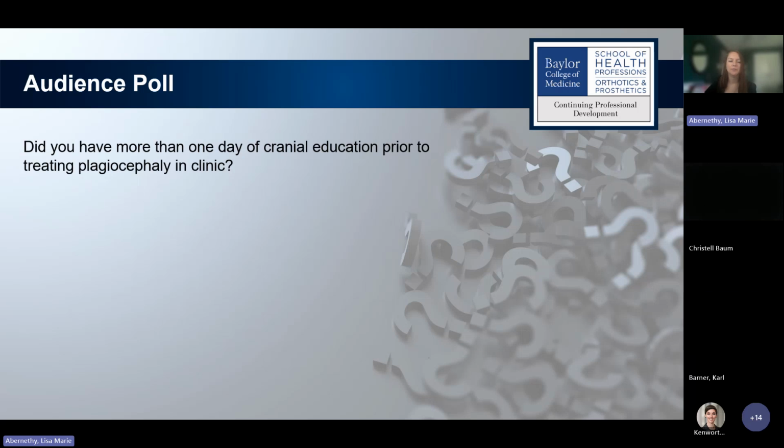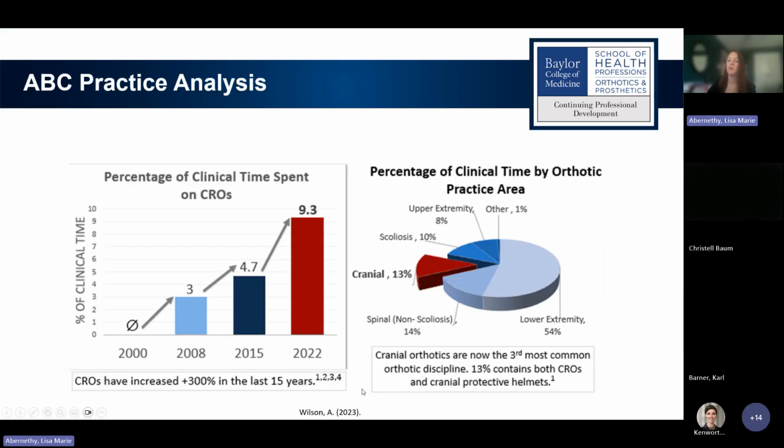So from here, we can see the actual changes in percentage. Cranial remolding orthoses in the field of O&P, the percentage of clinical time spent has increased 300% in the last 15 years. And of course, this is directly related to the Back to Sleep campaign, putting babies to sleep on their backs, and the increased use of restraining devices. So we're just seeing the pathology itself more and more. So it makes sense that it's going to become more and more common in our profession as well.